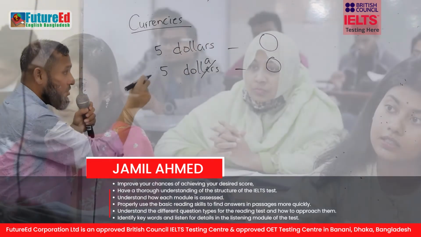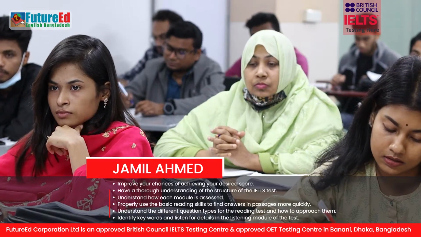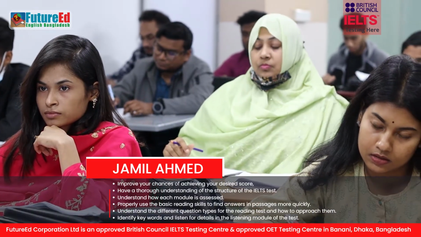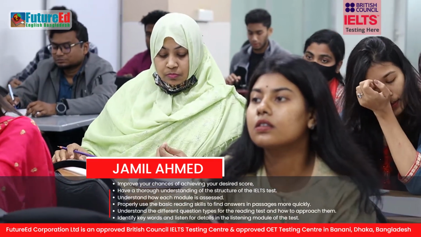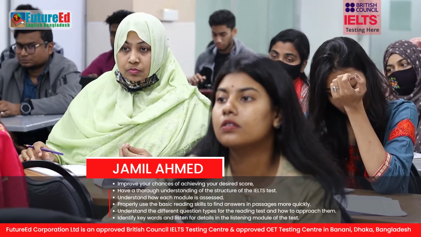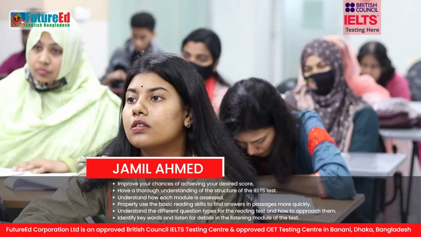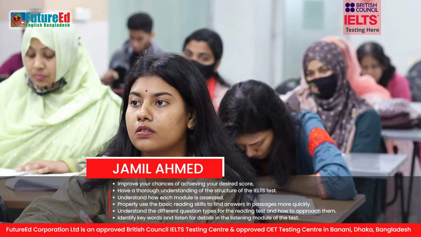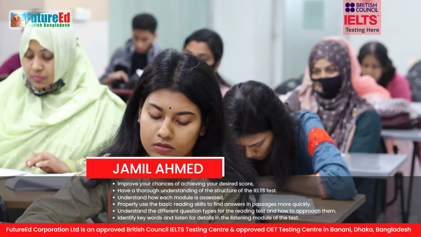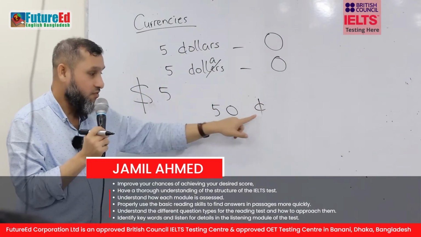How do you write $5? Write the dollar symbol and then the number. Now, if it happens to be a fraction of a dollar, which is cents, 5 cents or 50 cents, how do you write 50 cents then? 50, then c, small letter c, vertical bar. Capital letter S, vertical bar. Whole number, fraction. Whole number, fraction.